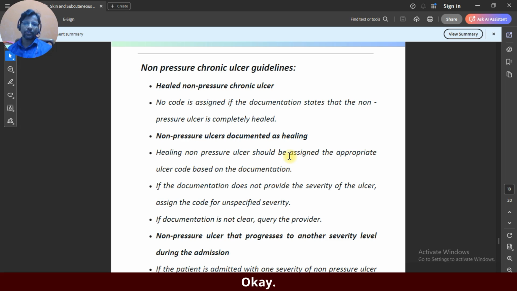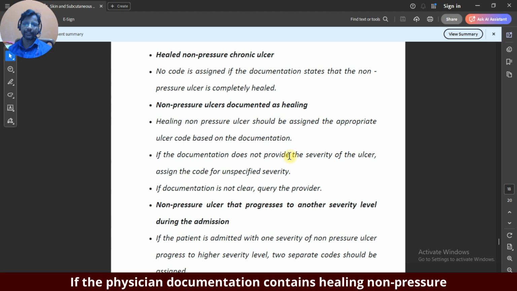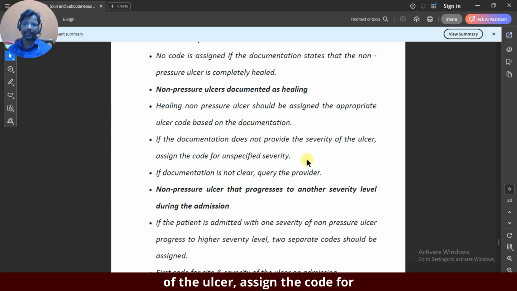Okay. So, non-pressure ulcer documented as healing. If the patient documentation contains a healing non-pressure ulcer, it should be assigned the appropriate ulcer code based on the documentation. If the documentation does not provide the severity of the ulcer, assign the code for unspecified severity. Based on your client guidelines, if you have the opportunity to query the physician, you can query what the severity is. If the documentation is not clear, query the provider.